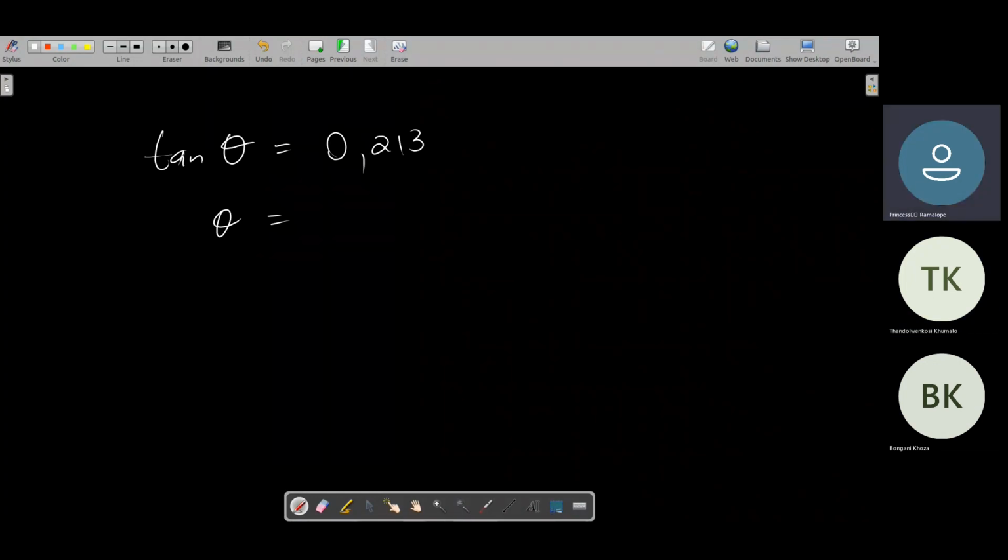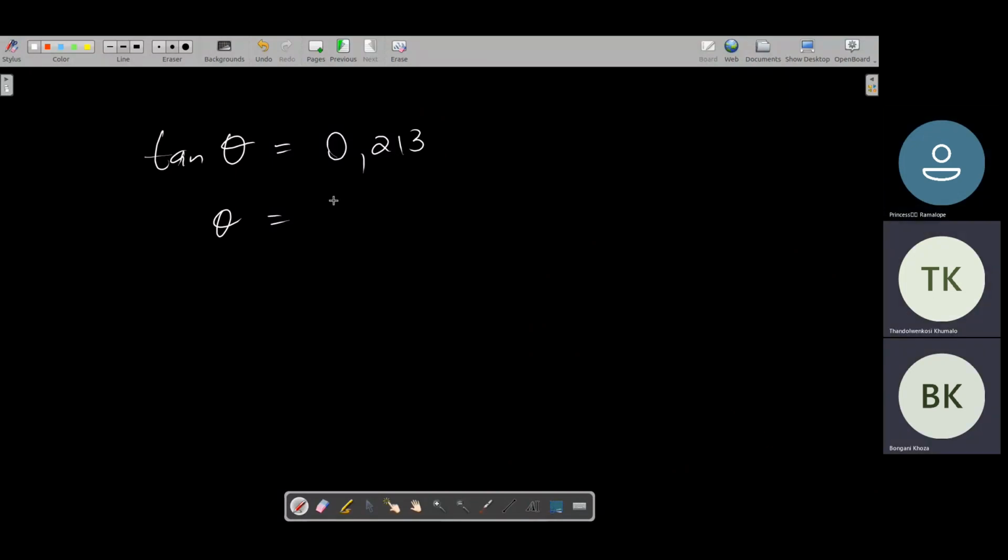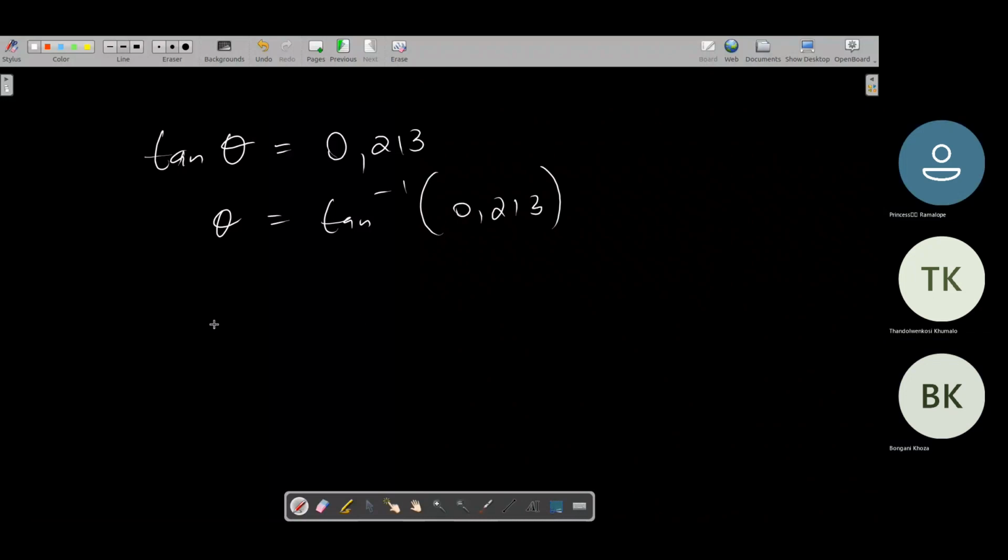So theta is arctan of 0.213. Yes, arctan. And then what did you get? Theta is 12 degrees, because we needed to round off to a whole number. So this is 12 degrees rounded off to the whole number.